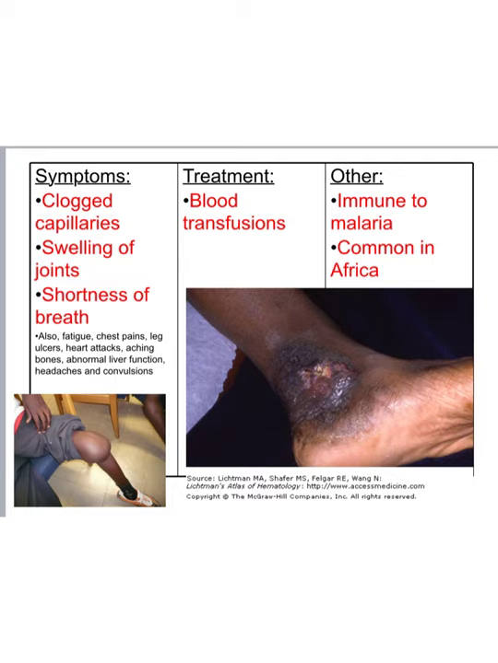Treatment is to get a blood transfusion, so that's going to the hospital and getting blood. In your box for other things to know, if you have sickle cell anemia, you do not get malaria. And that's important because primarily people that have sickle cell anemia live in Africa, and malaria is very prevalent in Africa. So if you have sickle cell anemia, you're not going to get malaria.